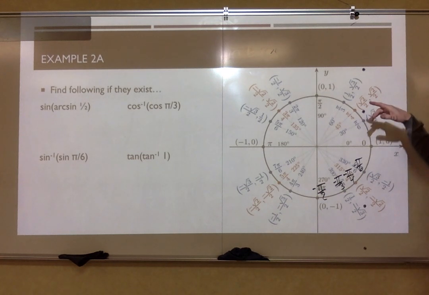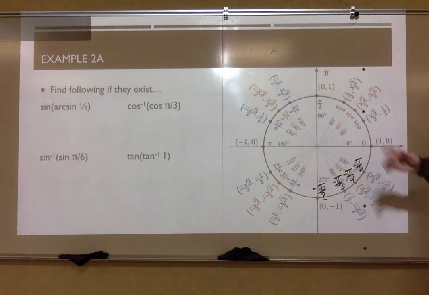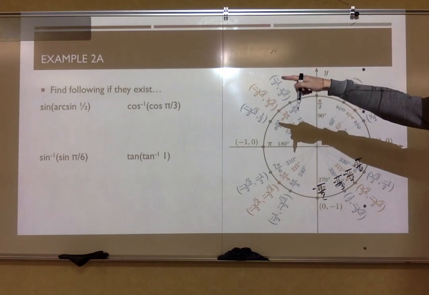If you're given a value from the outside of the unit circle, one of the coordinates, your answer is going to come from the inside, and vice versa. If you're given a radian on the inside, your answer is going to come from the outside. So just don't get overwhelmed. Just think your way through it. These actually aren't that bad. They're kind of fun. Okay, so the first one, sine of arcsine of 1/2.